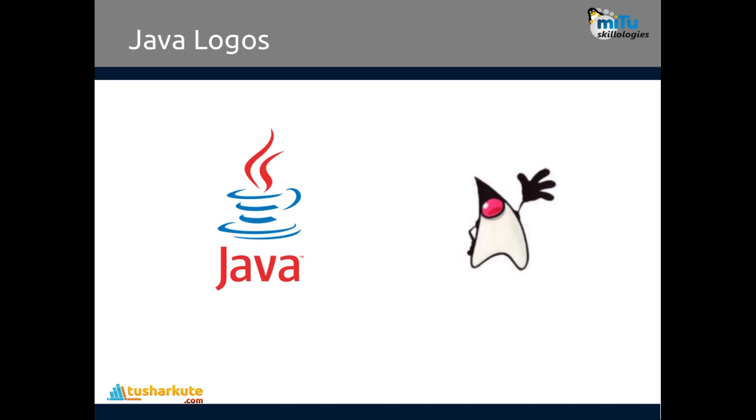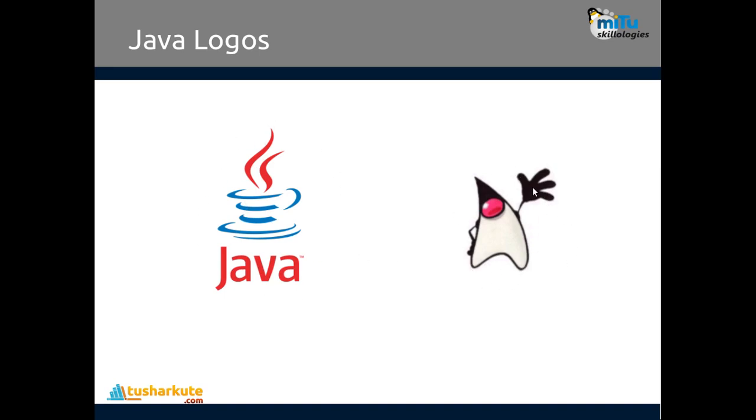Look at these two logos. You can find these logos in multiple places across the globe: in Java based software, in Java books, or in Java tutorials and blogs around the internet. This is the Java logo, and this is Java's mascot.